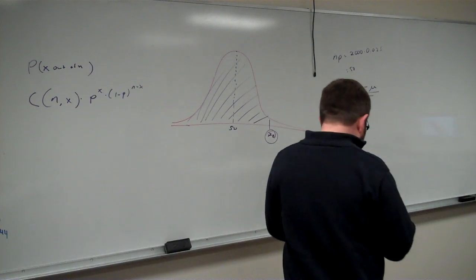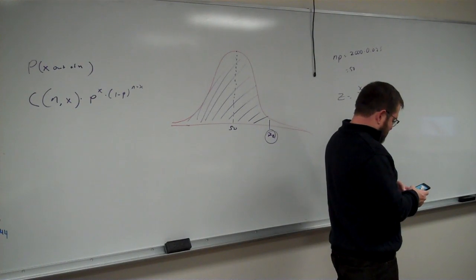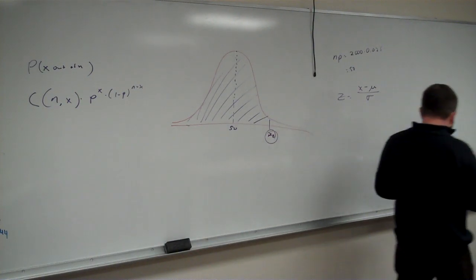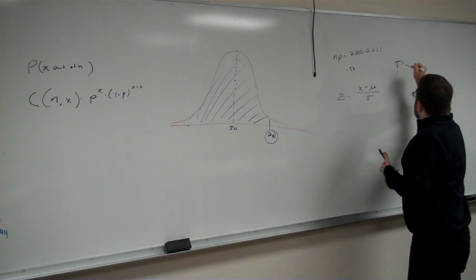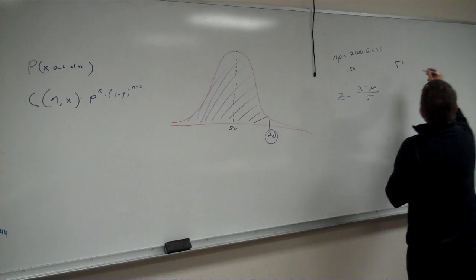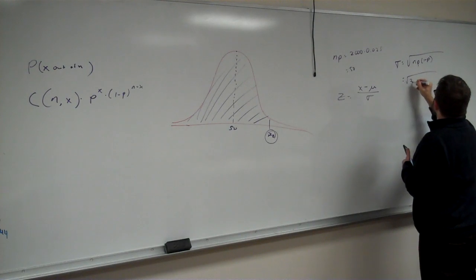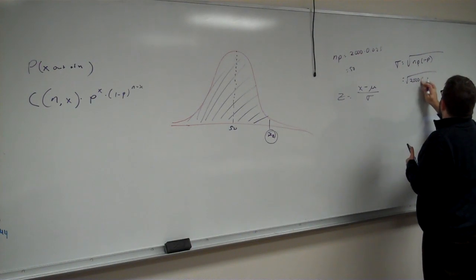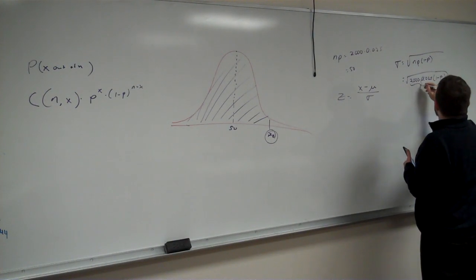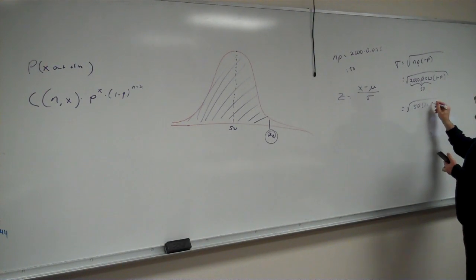Let me do the math here real quick and make sure I got this right. So it's 2,000 times 0.025. Yeah, that's 50. And the standard deviation, according to page 439, is the square root of np(1 minus p). So this is the square root of 2,000 times p, which was this, times 1 minus p. We already know this part is 50. Square root of 50 times 1 minus 0.025.